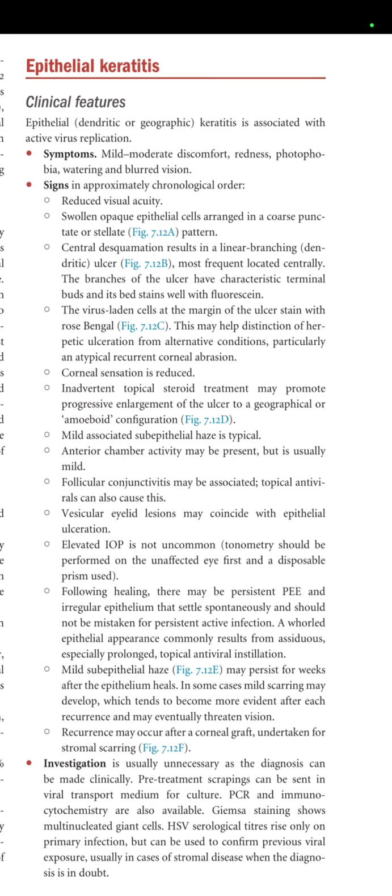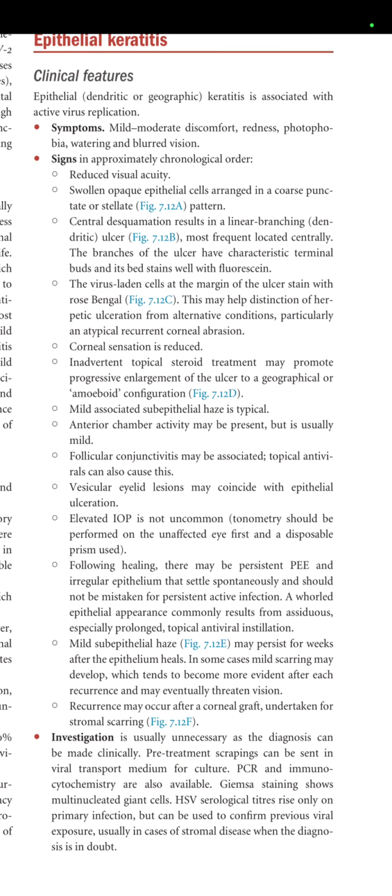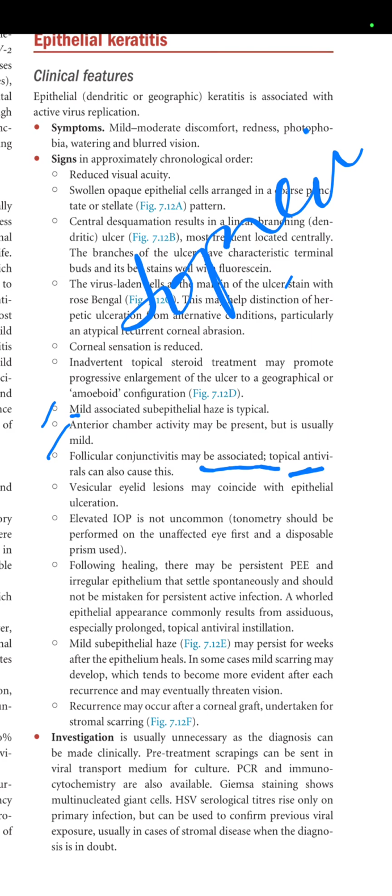Next, mild associated subepithelial haze is typical. Anterior chamber activity may be present but is usually mild. So these are very mild signs. The major important sign in the epithelial keratitis is the dendritic or geographic ulcer. Follicular conjunctivitis may be associated. Topical antivirals may also cause this. So follicular conjunctivitis may also be associated, but it can also be associated with the topical antiviral that is being used.